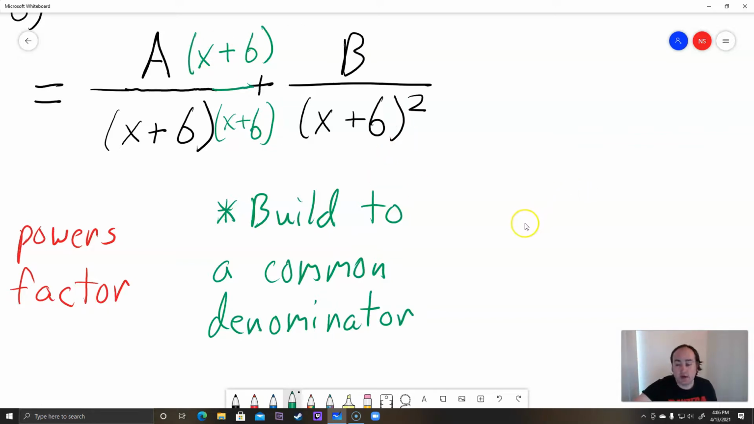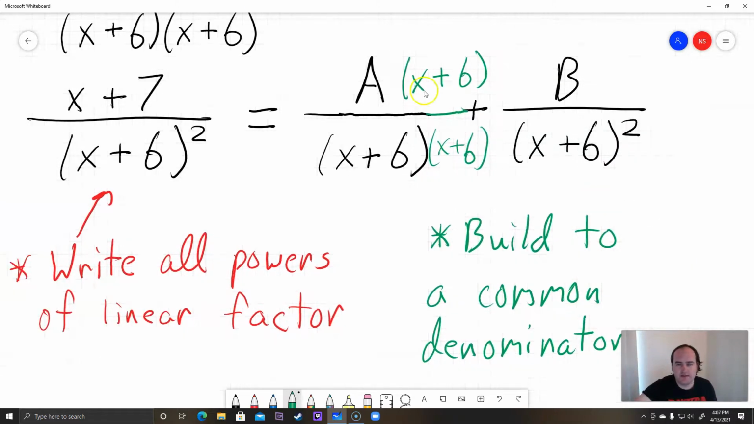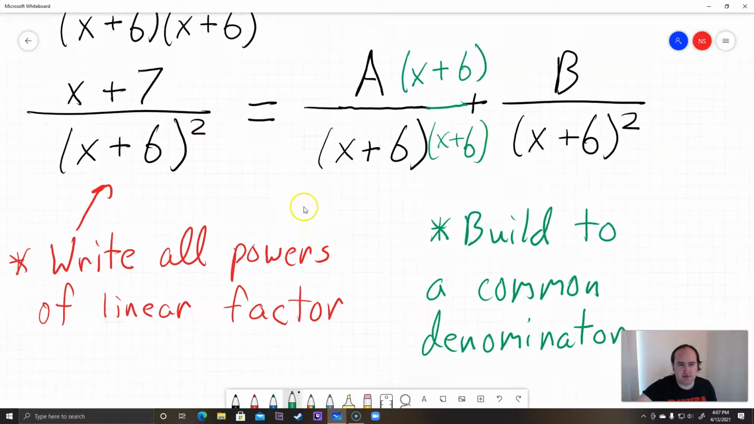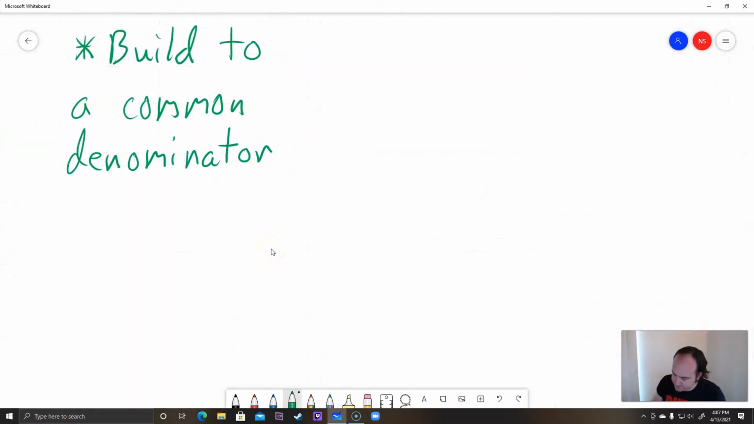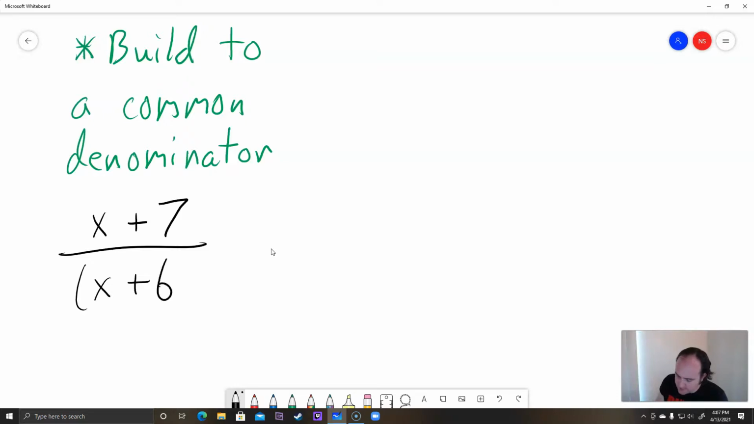Okay, so what's our equation going to look like now? Well, the only thing that's changing is this part right here, where we multiplied by x plus 6 on the top and the bottom. So the left side and the right side are going to be mostly the same. So we're going to have x plus 7 over x plus 6 quantity squared.